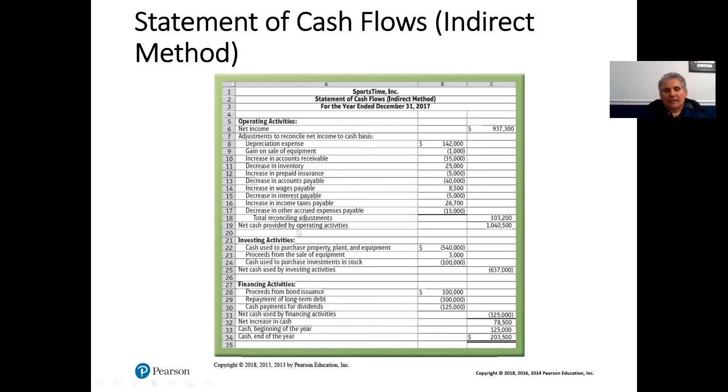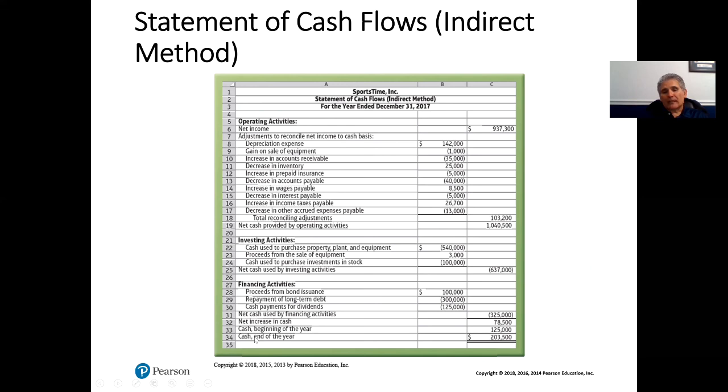Now that we have the operating activities, investing activities, and the financing activity amounts, $1,040,500 for operating activities, that is a positive. Net cash used by investing activities, that's a negative $637,000. And net cash used by financing activities, that's a negative $325,000. We're going to sum those three up, and we will get a net increase in cash, a positive $78,500.